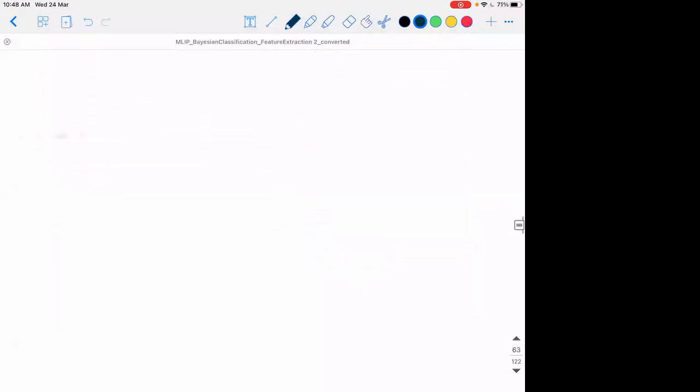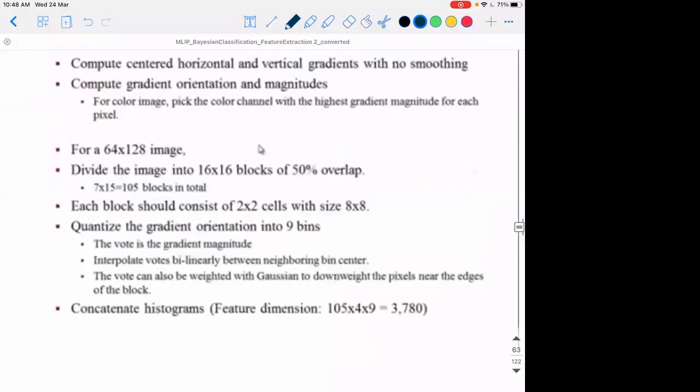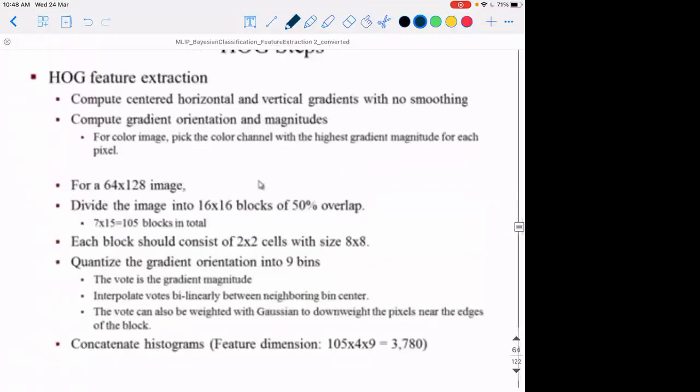Here I am not going into the numbers, but I will tell the procedure they followed. For the 64 cross 128 image, they divided it into 16 cross 16 blocks with 50% overlap. The overlap is so as not to miss the edge regions or the regions in between two patches. With that overlap, they got 105 blocks for this 64 cross 128 image. You can calculate exactly why they got 7 here and 15 there.